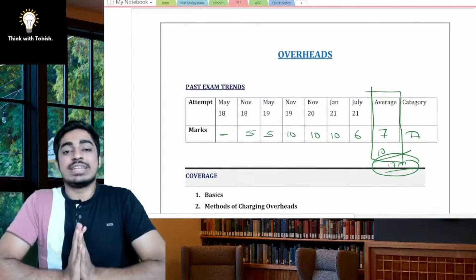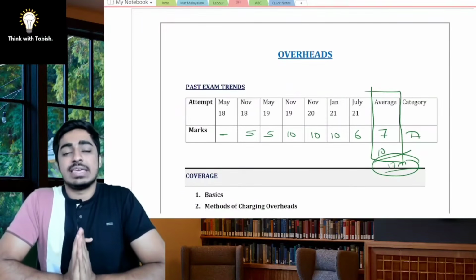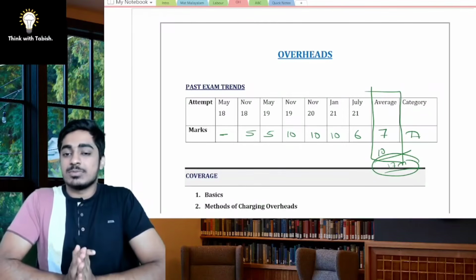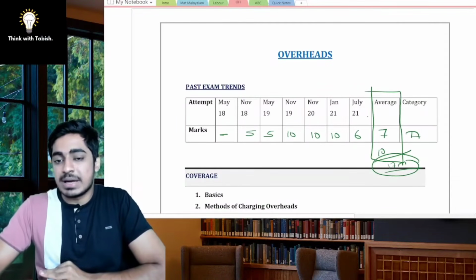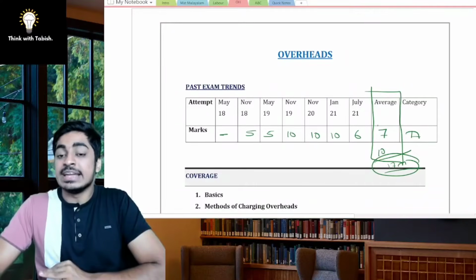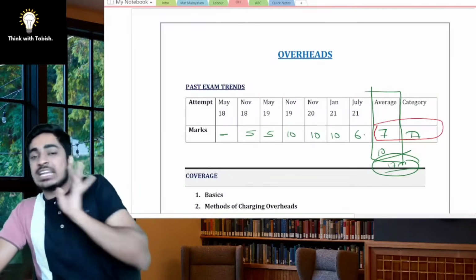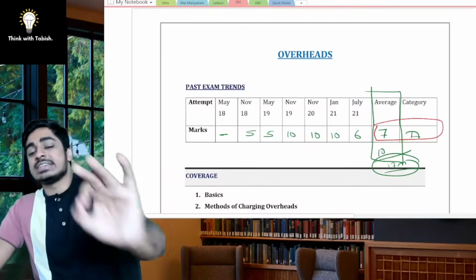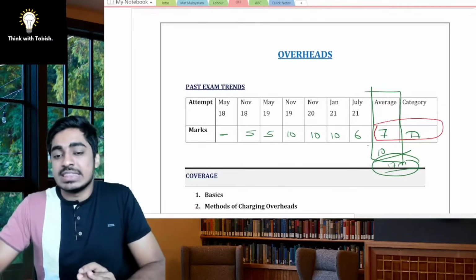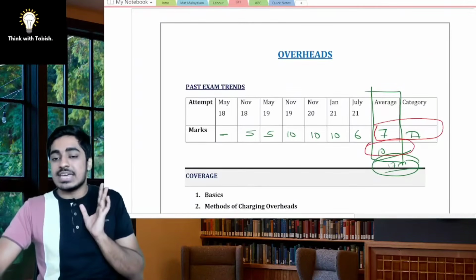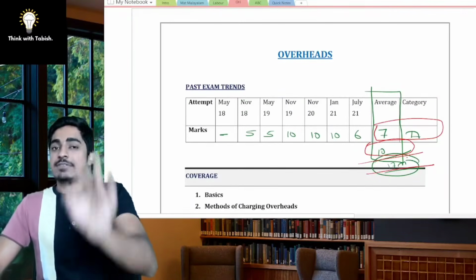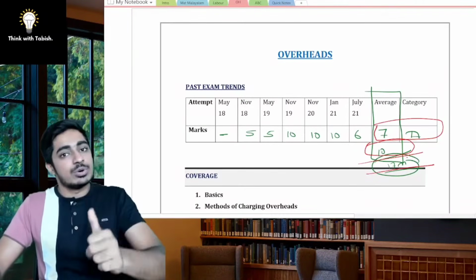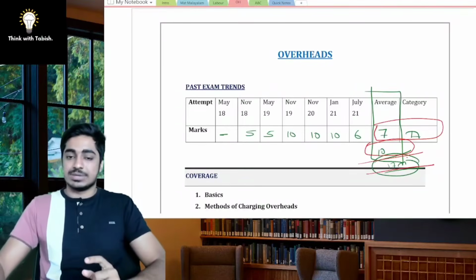So let's go to the next chapter, overheads. Again, a very important chapter from the exam perspective. Every attempt we have on an average 7 marks from this chapter. In addition to this, we have the chapter activity based costing, which is just an extension of the chapter overheads. That chapter will have 10 marks in every attempt. So collectively, every attempt, we have 17 marks from the chapters overheads and activity based costing.